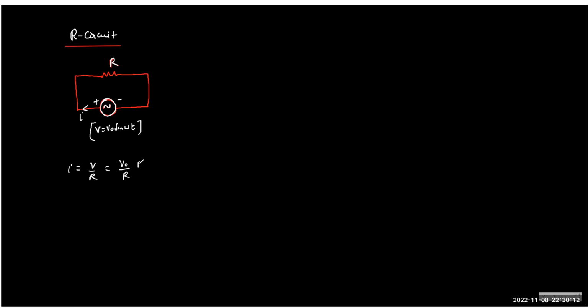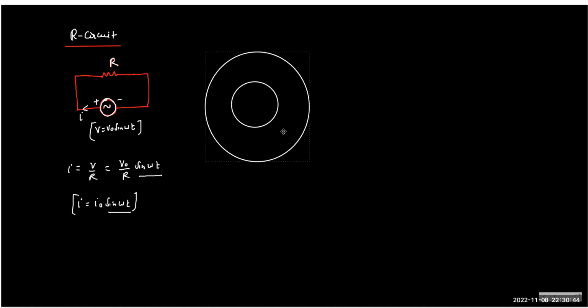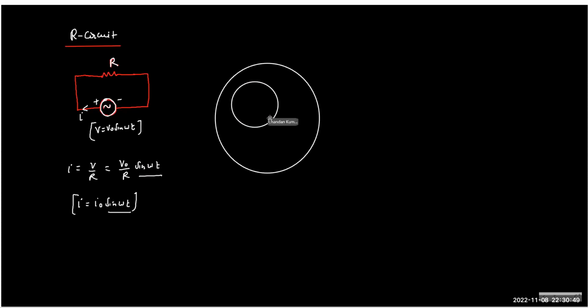So that is V naught by R sine omega t, which we can also rewrite as I naught sine omega t. What we can see is that the function governing both voltage as well as current in our circuit is sine omega t. It means both will follow the same sine phasor with a different length, because current will have a different length than voltage, isn't it?